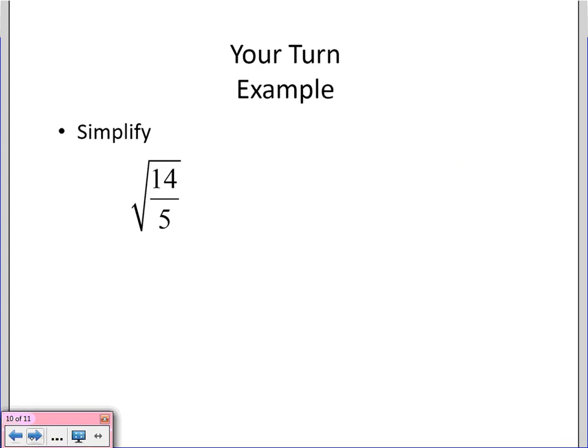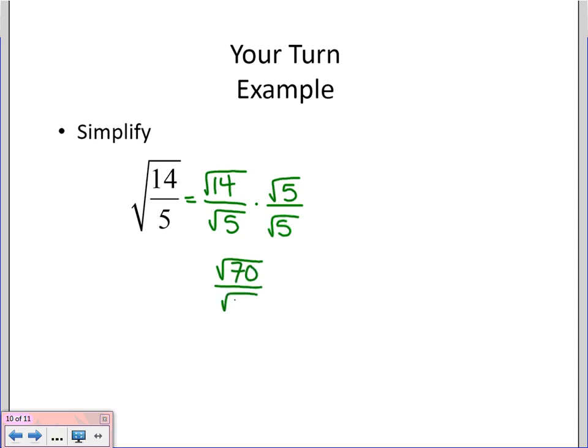Okay, here is a your turn. I'd like you to pause me and replay me when you're ready for the answer. All right, so first of all, we should have split this up into square root of 14 over square root of 5. We rationalize the denominator, and we multiply by square root of 5 on top and bottom. We get square root of 70 over square root of 25. And we know the square root of 25 as 5.